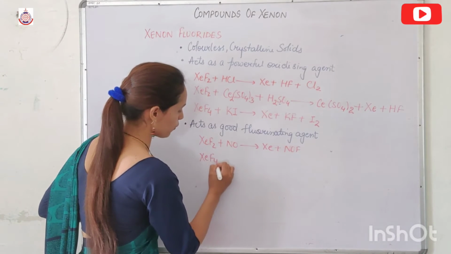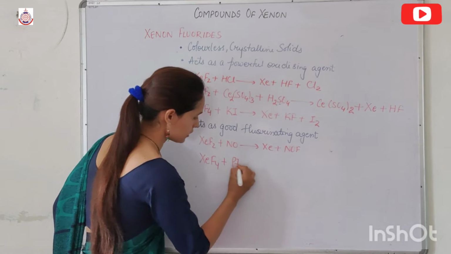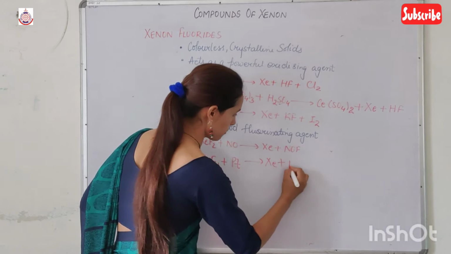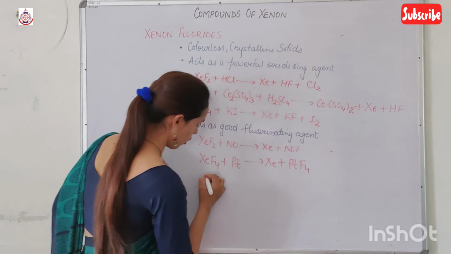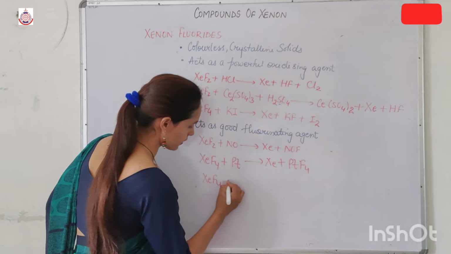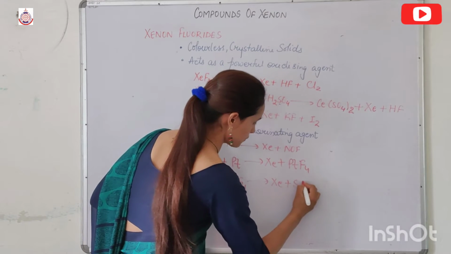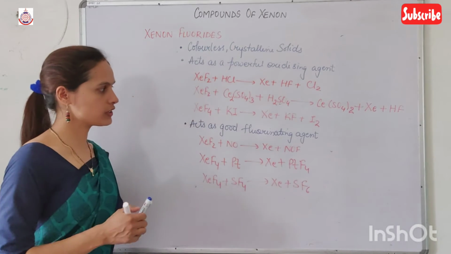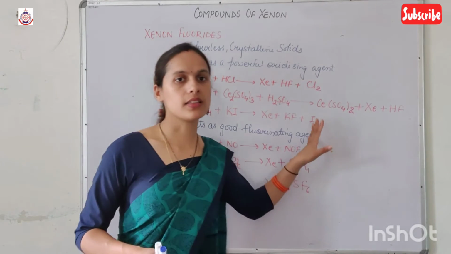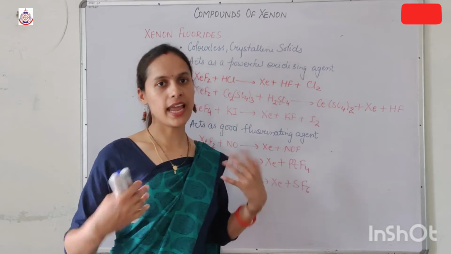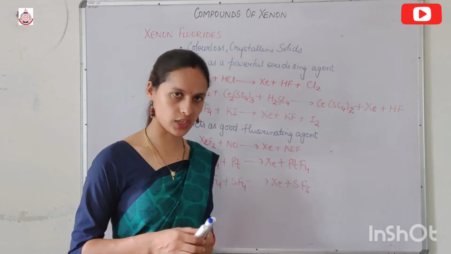Similarly, XeF4 reacts with Pt to form Xe plus PtF4, or XeF4 reacts with SF4 to form Xe plus SF6. So all three reactions show that the fluorides of xenon act as good fluorinating agents.